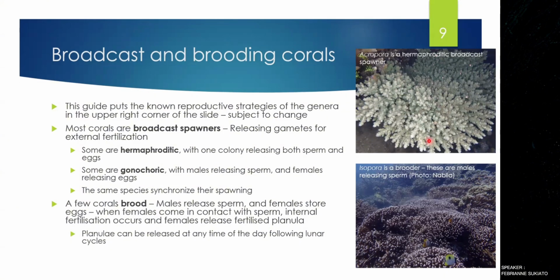Then we have brooding corals, where the boys release sperm, and the girls kind of catch it, and the girls develop the larvae inside them, and when the larvae are ready, they get basically ejected out. And some of the corals we look at actually do this. Like this is the Isopora that we have here. Nabila took this picture, and she observed the sperm release. Now it's very difficult to actually catch brooding coral spawning, especially because the larvae are so small. So what we usually see is actually just the sperm release.